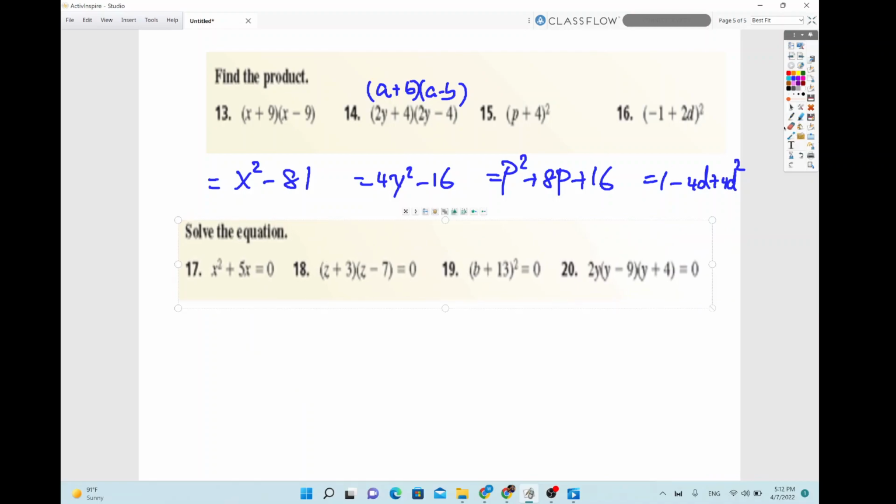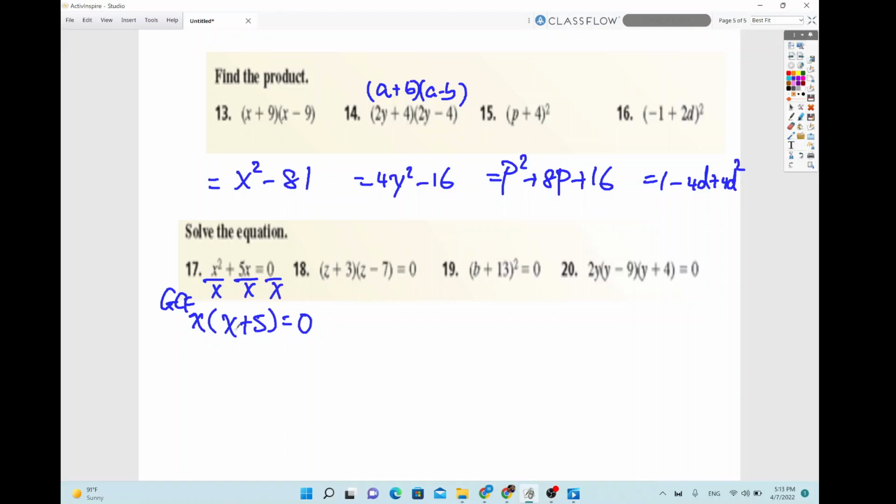Okay, so solving the equation. The first one, you might be wondering, there are no parentheses. Well, what we can do is always take out the greatest common factor, GCF, the things that they share in common. Whatever you pull out, you always want to divide each term by x, the greatest common factor. So what we found here is x plus 5. And on the other side, 0 divided by x is just 0. So what we have right now is called the factor form of a polynomial.